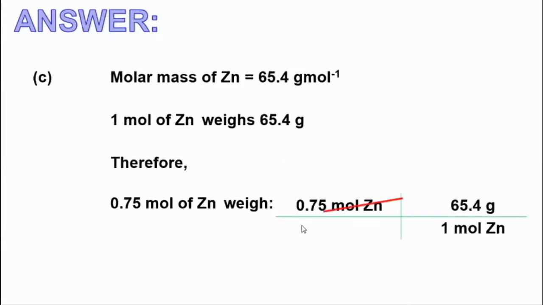If we calculate this, we are going to get 49.05 grams, because this is less than 1 mole. If it is 1 mole, the mass is 65.4, but we have only 0.75, so that's why the mass is less than 65.4. Okay guys, so this is the mass of zinc reacted in the reaction.